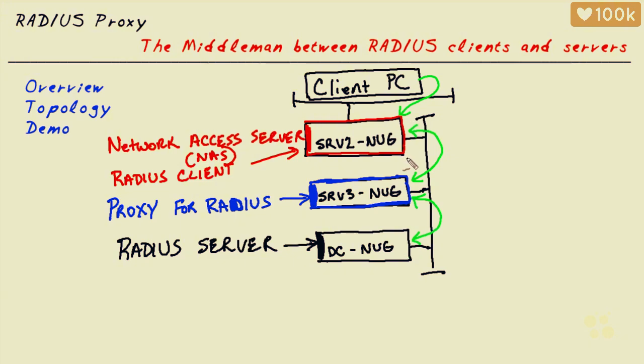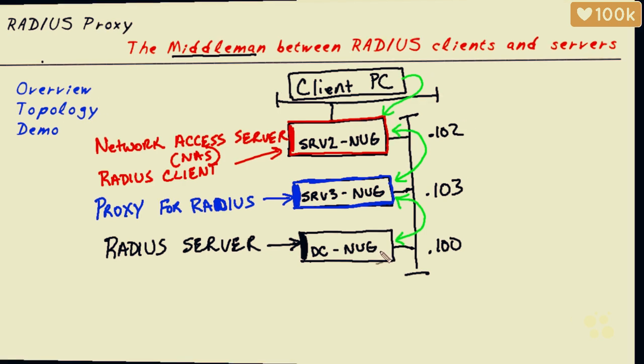And let me go ahead and put the IP addresses of these three on as well so we can see those. DCNUG is on the 192.168.1 network at the IPv4 address of .100. Server 2 is .102, and server 3 is at .103. So effectively, we're just adding the middleman of server 3 as the proxy between the existing server 2 client and the existing DCNUG Radius server.